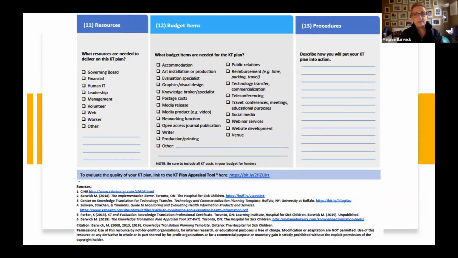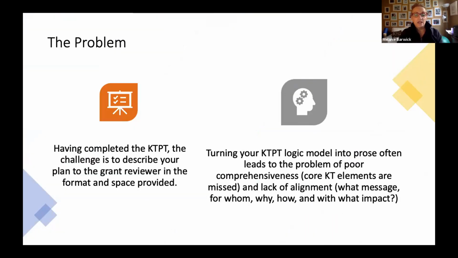Lastly, what resources, budget items do you need? And then a place to start to write your procedures. How are you going to put your knowledge translation plan into action? So that's the KTPT. The problem, as I mentioned in the opening of this webinar, is that having completed this, you then have to wrap your head around how to describe your plan to the grant reviewer in the format that they want and in the space provided.